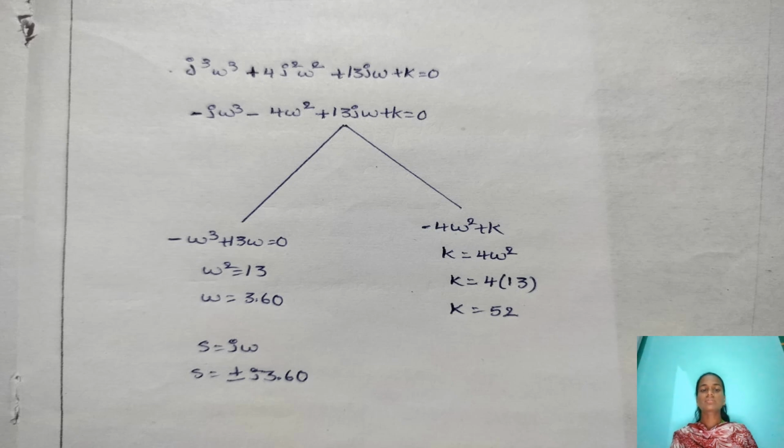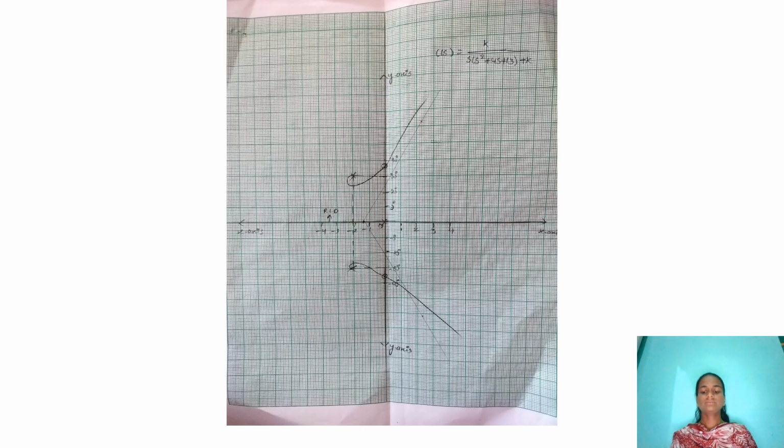Here the value of j² is −1. By substituting, we get −jω³ − 4ω² + 13jω + K = 0. Here we separate the real and imaginary parts. The imaginary part is −ω³ + 13ω = 0, so ω² = 13.